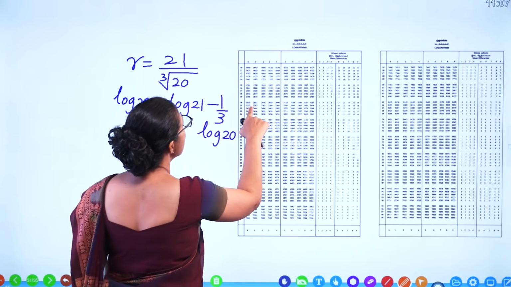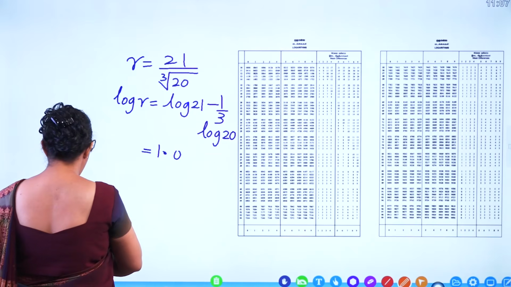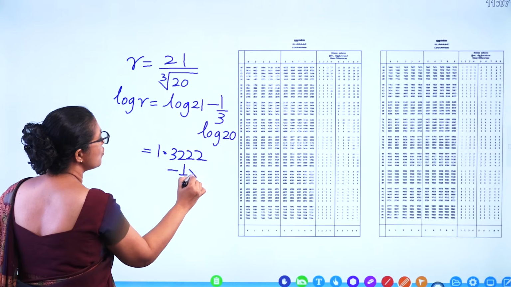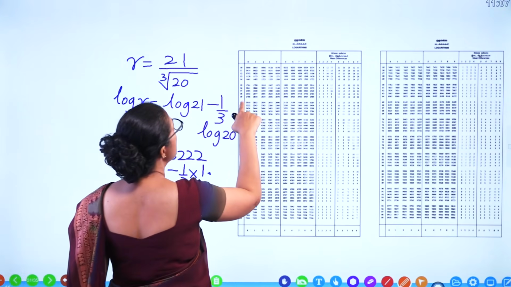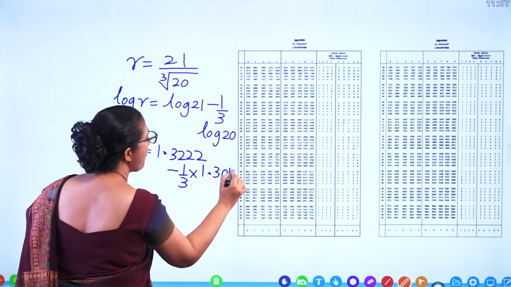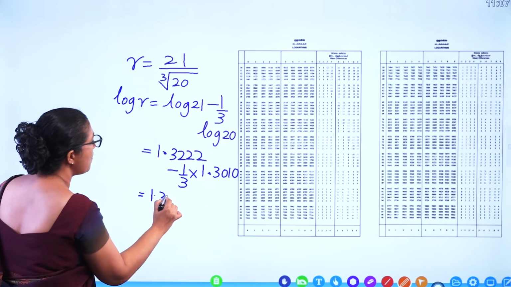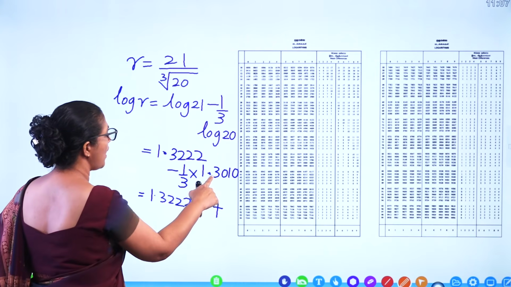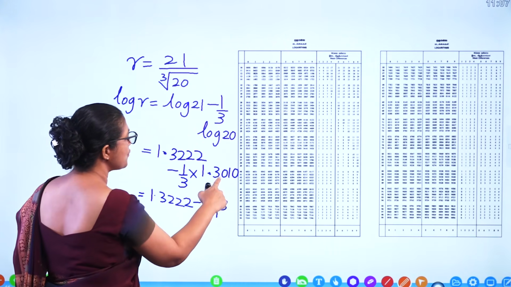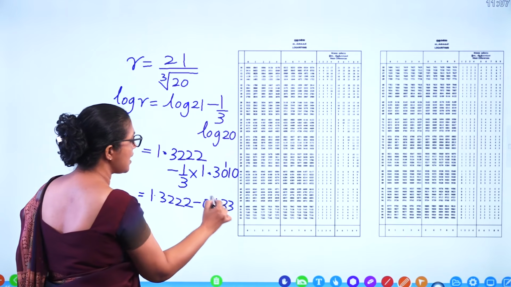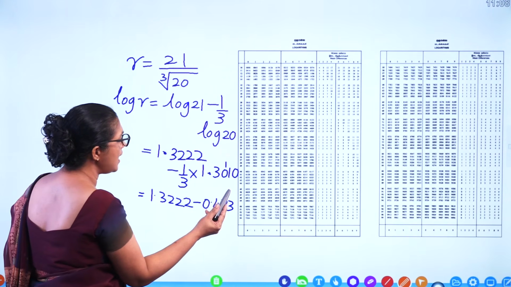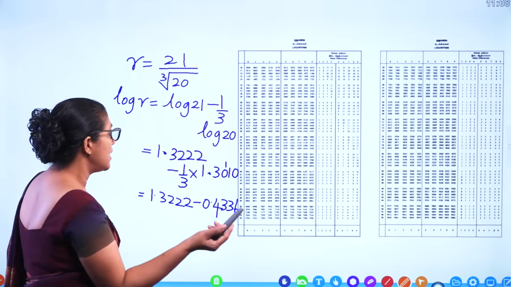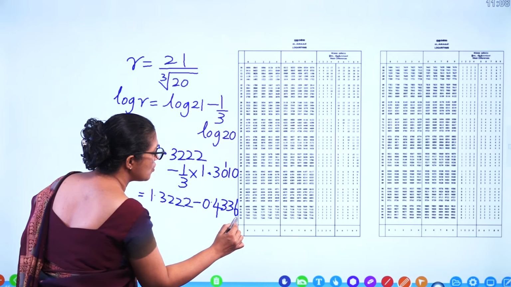21 is 1.3222. And 1/3 into log 20 means 1 point something. So at 20, 0, 30, 10. First divide by 3 here. You get 3 times 4, 12. And for 10, that's 3 times 3, 9. And for 11, 3 times 3, 9. And for 20, 3 times 6, 18. And again another 20. So 6. So it's better to write 7 there.